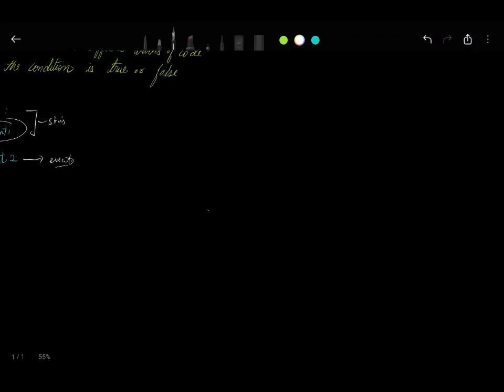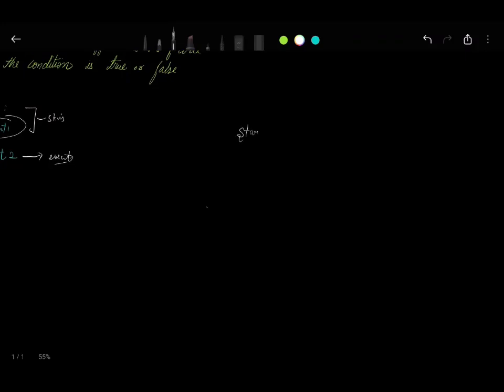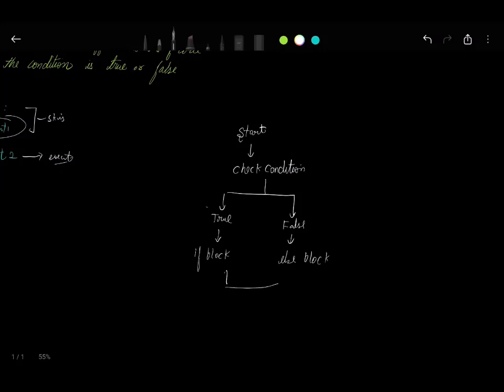So the flow of the program looks like this: firstly we start the program. After that we check the condition. If the condition is true, the if block is executed, and if the condition is false, the else block is executed, and after that the program ends.